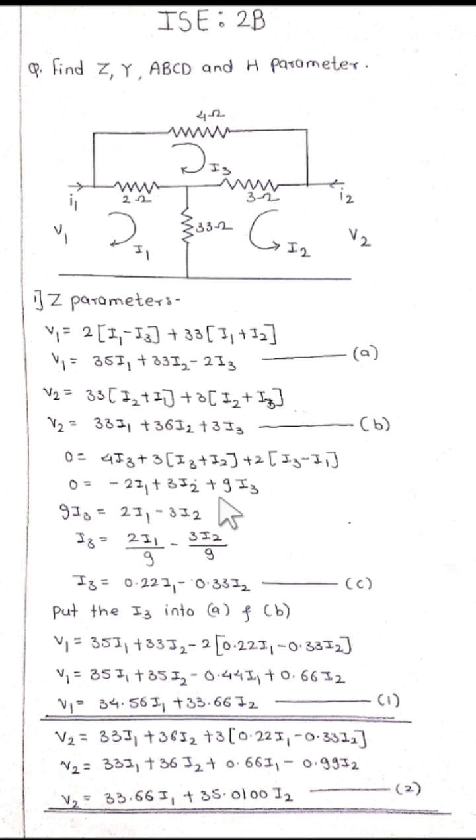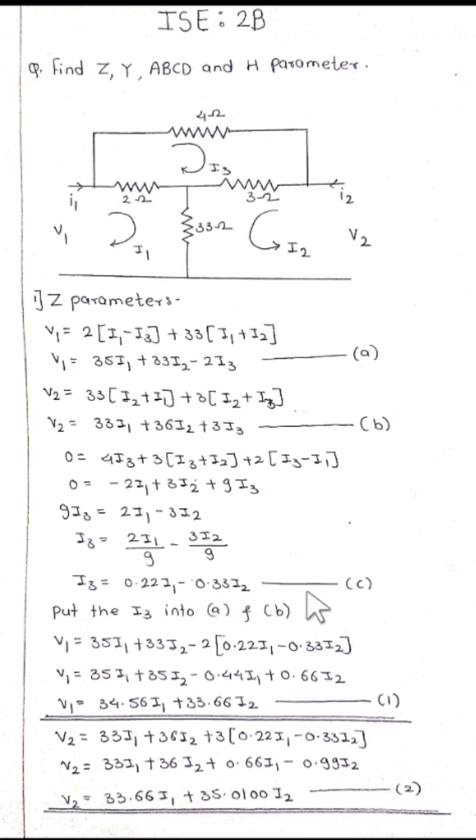Therefore this 9I3 we keep as it is, then this minus 2I1 plus 3I2 we shift to the left hand side. Therefore we get plus 2I1 minus 3I2. This 9 is multiplied with I3. We shift it over, then we get I3 is equal to 2I1 divided by 9 minus 3I2 divided by 9. By simplifying this we get the equation for I3, that is I3 is equal to 0.22 I1 minus 0.33 I2. We consider this equation C.